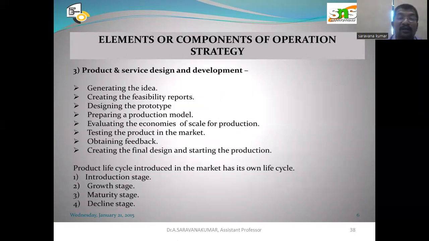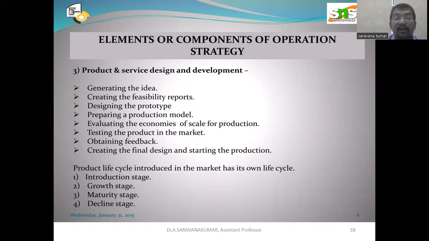Next, third one, product and service design and development. We are going to generate the idea, because the idea is very important to design the product. So generating the idea, creating the feasibility report. What do you mean by feasibility? You check whether the product, if you manufacture it, will reach the customer and whether it will be successful or not. So you conduct a pilot study or feasibility study, and you can take a feasibility report. Then designing the prototype, preparing a production model, evaluating the economies of scale for production, testing the product in the market, obtaining feedback, creating the final design, and starting the production.